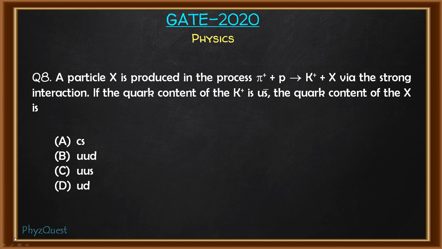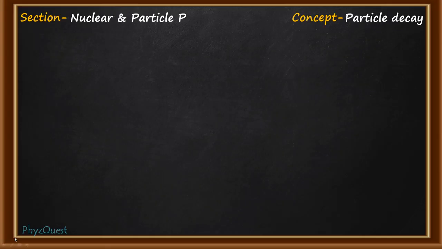The question is, a particle X is produced in the process pion plus proton giving kaon plus X via the strong interaction. If the quark content of the kaon is given as u s-bar, we need to find out the quark content of X. So let's get started. This question comes from the section Nuclear and Particle Physics, and the concept involved here is particle decay.